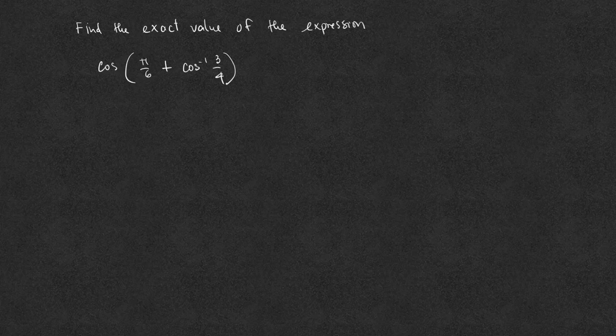Find the exact value of the expression cosine of pi over 6 plus cosine inverse of 3 over 4. When we're looking for the exact value, do not attempt to use a calculator because the calculator will not give us the exact value. Regardless of how many decimal places we use, it is never exact, and so we would have to do this by hand.